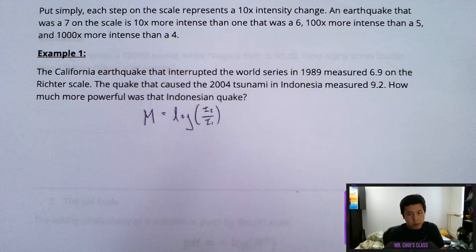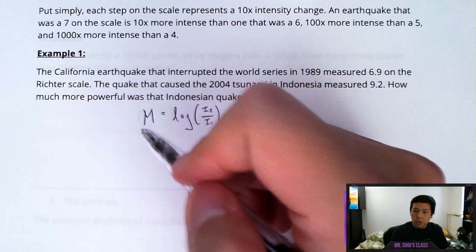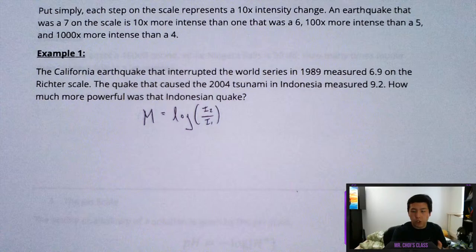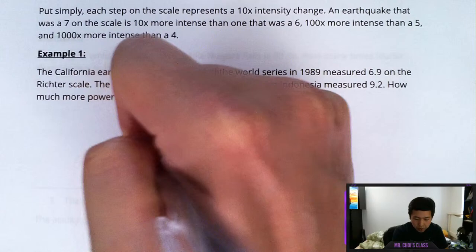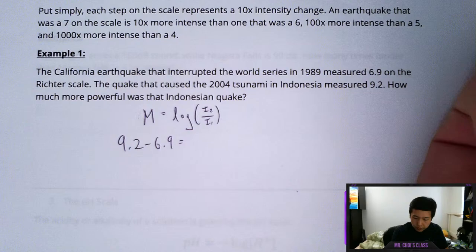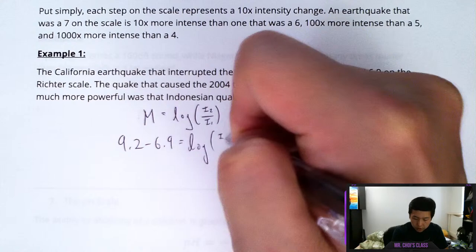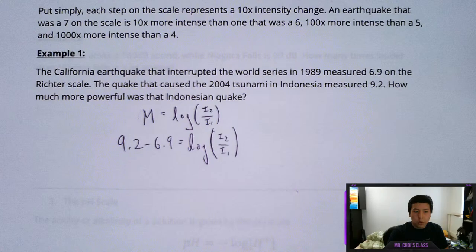And so when we have that here, the magnitude is now going to be the difference between the two earthquakes. Since we're comparing how much stronger one was than the other, we should figure out the difference in magnitude. So we're actually going to do 9.2 minus 6.9 is equal to log of I₂ over I₁. And there we have it. So we have our function here.